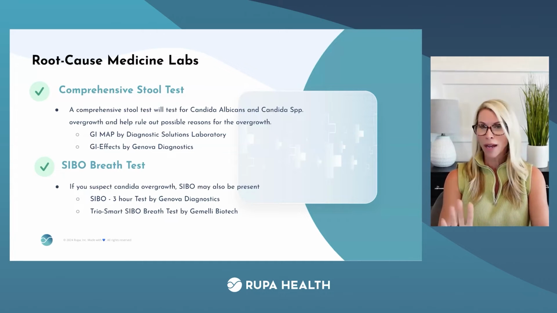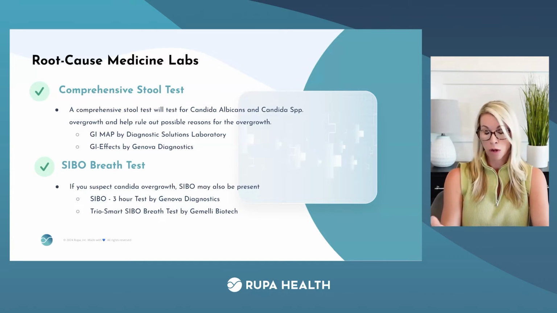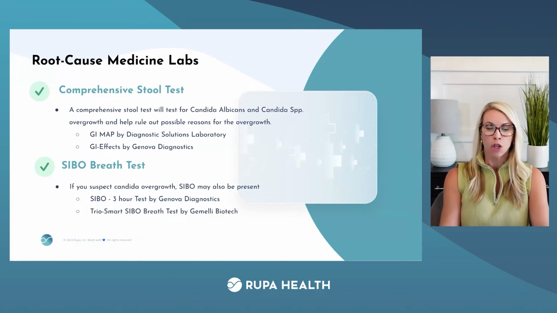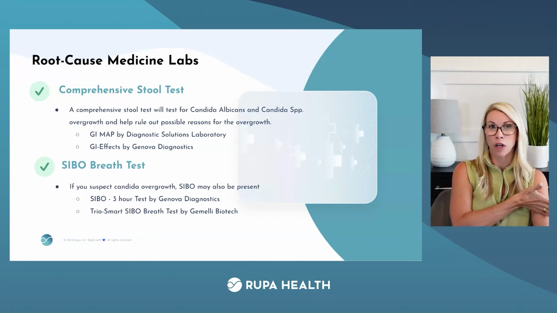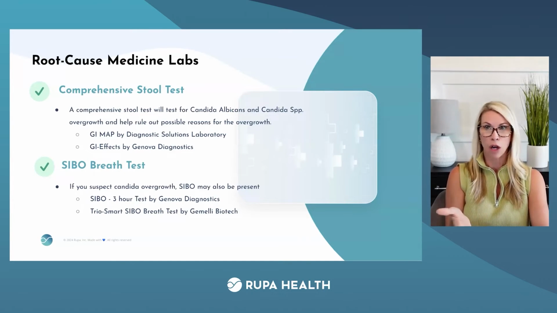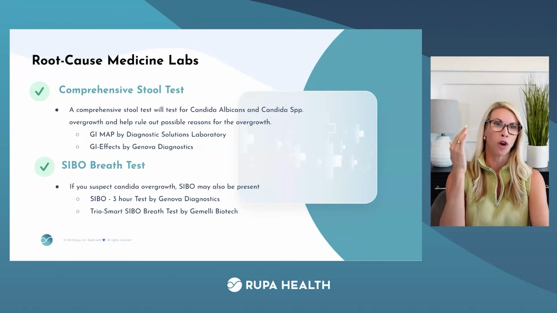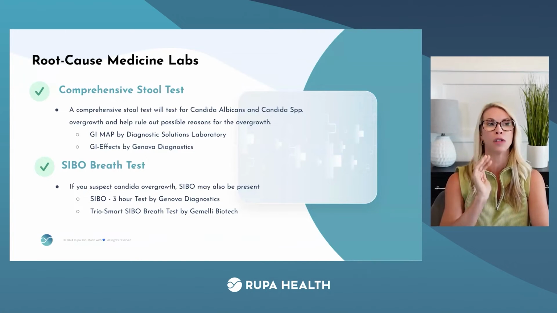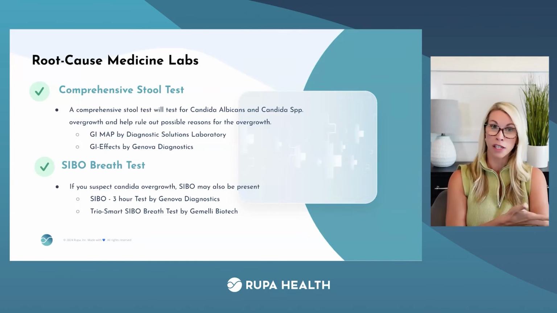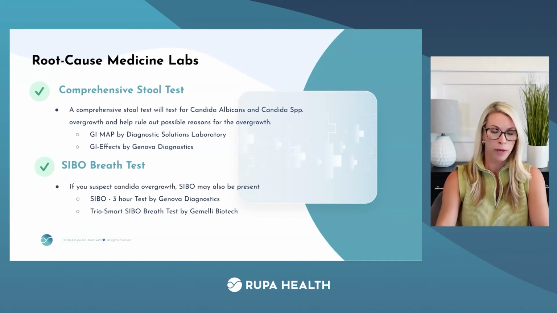The great thing about ordering a comprehensive stool test and looking at the results is you're going to be able to assess for dysbiosis. Remember, dysbiosis is a very common cause of Candida overgrowth. So, is there dysbiosis present? We're going to know that by looking for opportunistic overgrowth, pathogens being overgrown, and also looking at the commensals. Maybe the commensals are insufficient. They could also even be overgrown.